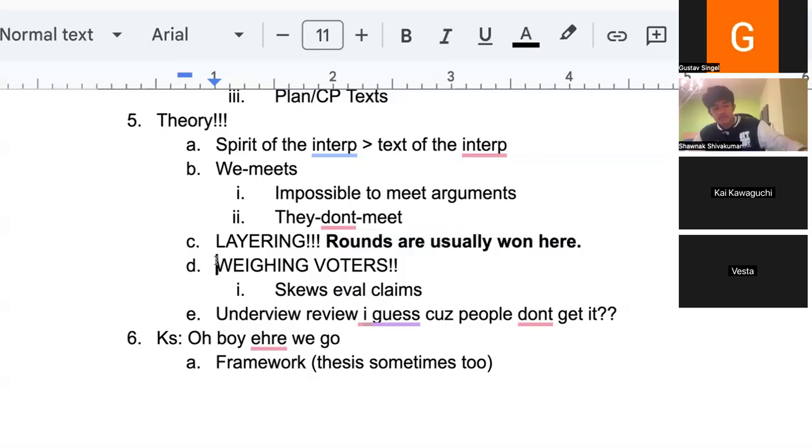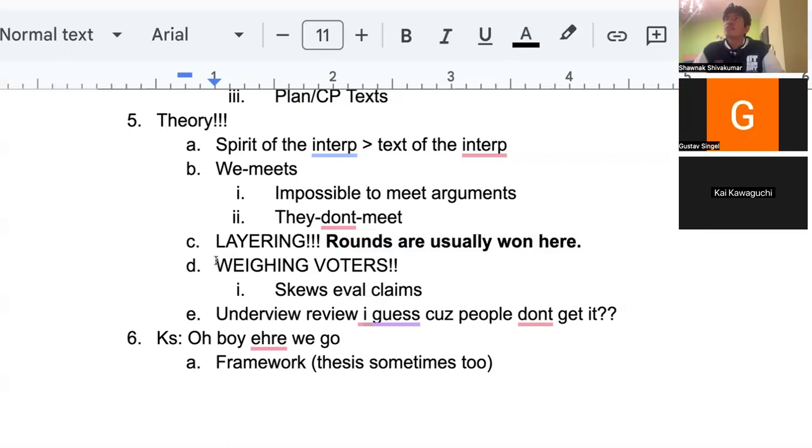Does accessibility flow under fairness? I would say accessibility is a different voter. It's fundamentally different from fairness and education. I would say those are three voters. And if there are more voters that are mutually exclusive to all these, meaning they don't terminalize to those things, those are also voters.